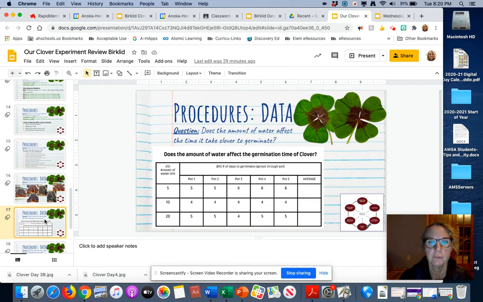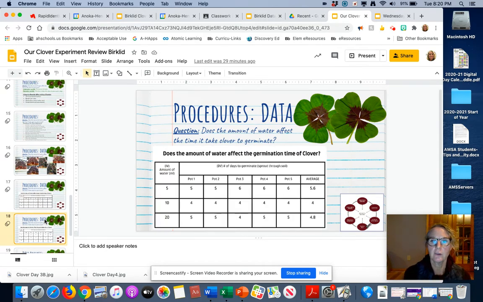So what we would want to do to look at our data is to calculate the average. If you don't remember how to do average, it's the same word as the mean. So for the average or mean, you add all the numbers up. For 5 milliliters, I would add up 5 plus 5 plus 6 plus 6 plus 6, which gives me 28. Then I would divide that by the number of pots that I have, and that was 5. When I divide that out, I'll get my average. I did that for all 3, and here are our averages.